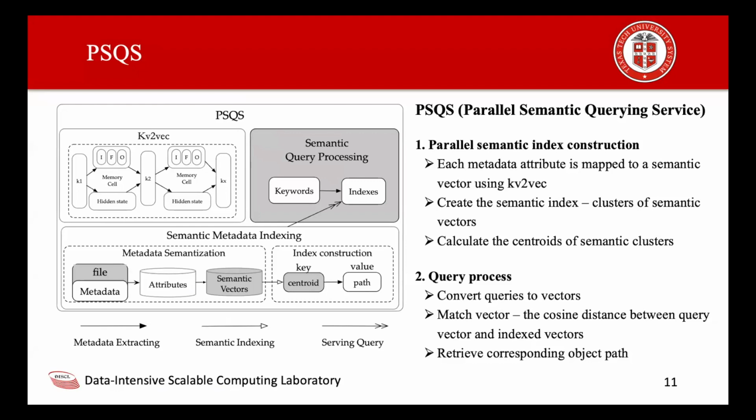And after that, how to process the query. Here we can convert the queries into vectors, because they can convert the keyword pairs. They can also convert the query input keywords into vectors. After that, we match the vectors to calculate the distance between them. We use cosine similarity to calculate the distance between the query vector and the index vectors. And then we can retrieve the corresponding object paths.